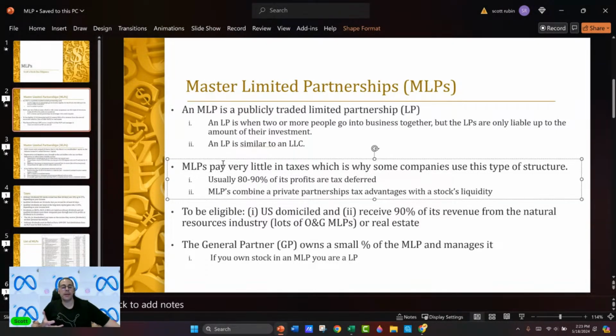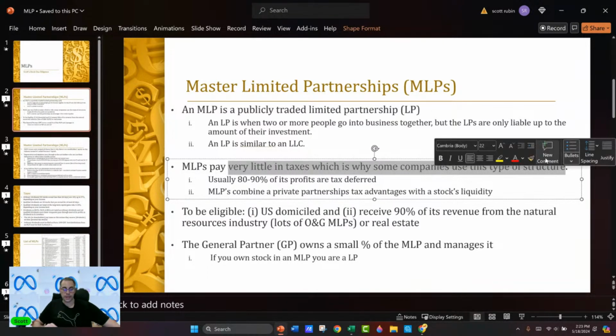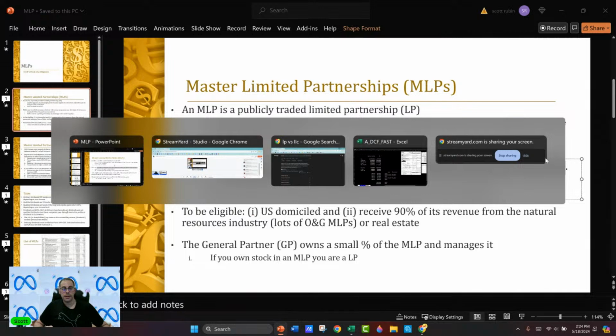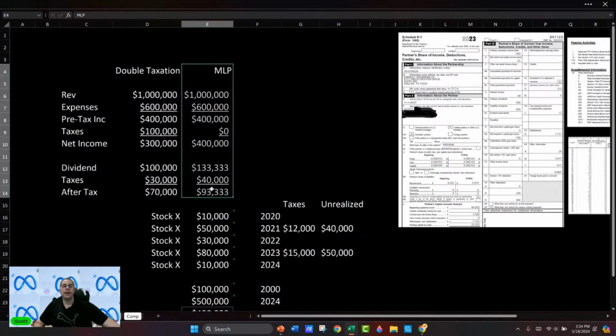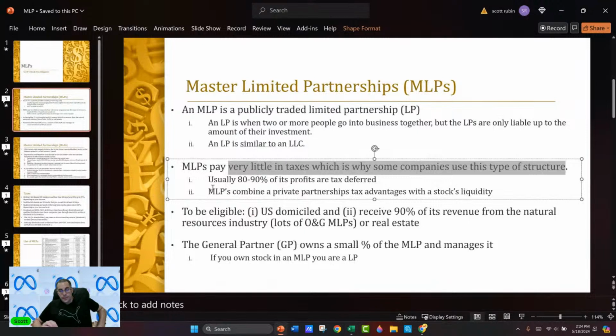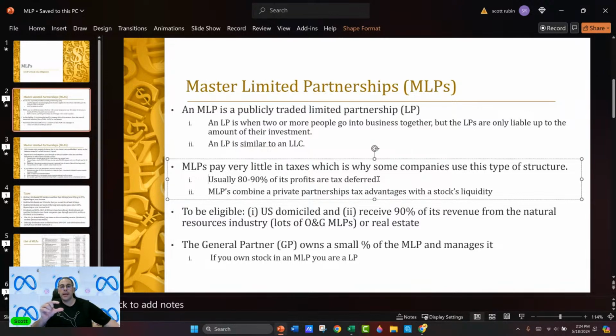So the beauty of MLPs is they pay very little in taxes. They avoid double taxation, as I just explained to you. I just showed, I don't know if you just tuned in, but this was an example of double taxation. All U.S. companies have double taxation if they pay a dividend, pretty much, except if you're an MLP or REIT, you avoid it. So usually 80 to 90% of the profits are tax deferred. So you do see some taxes on the income statement, but it's usually really low.